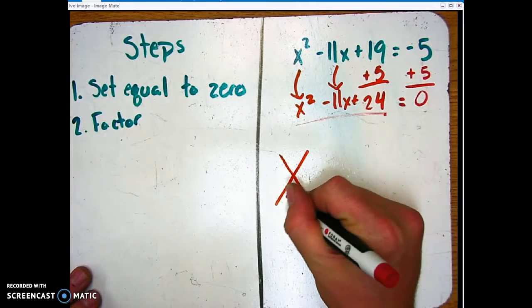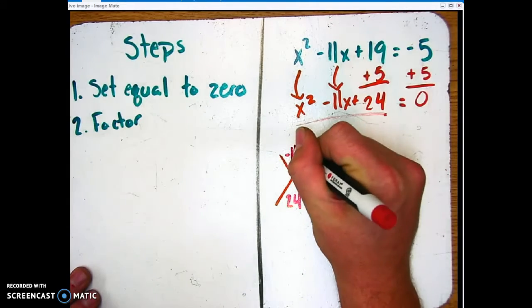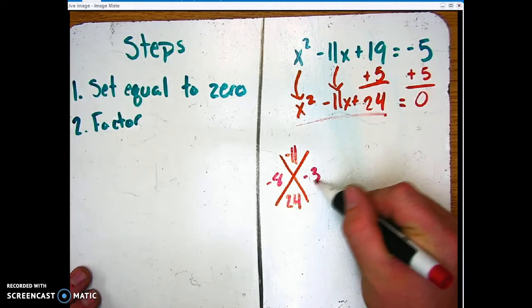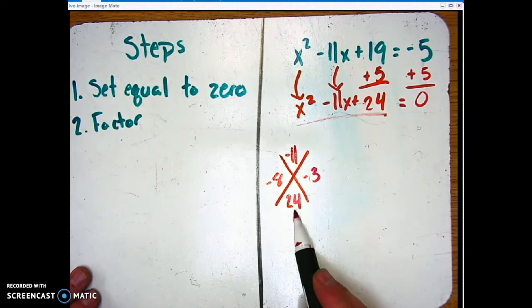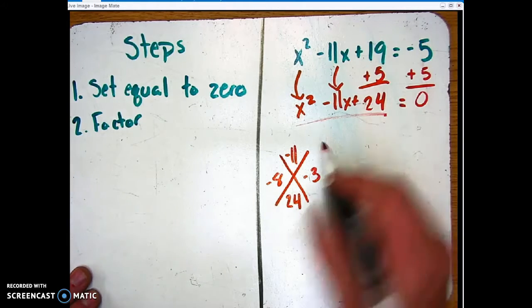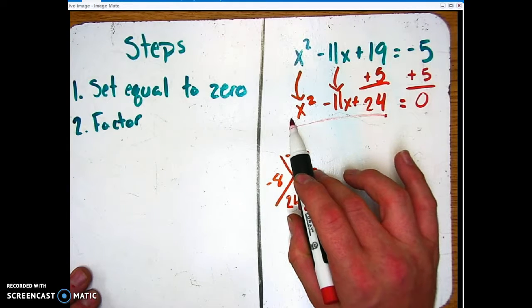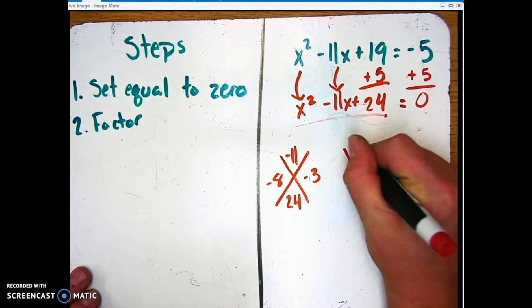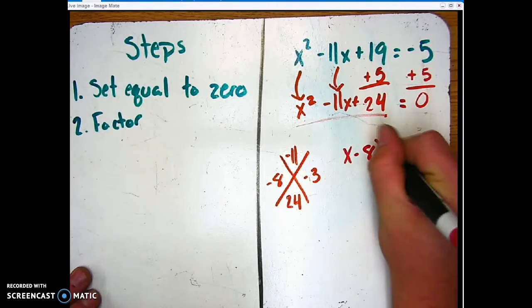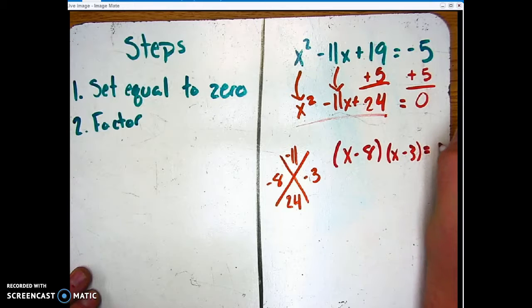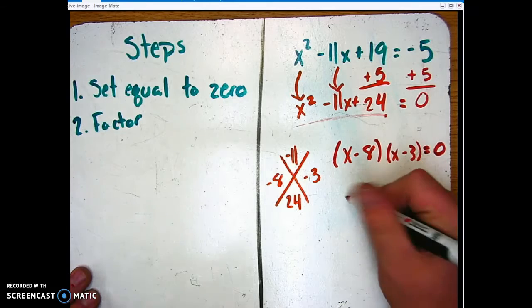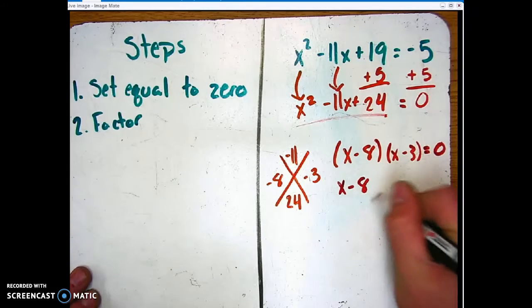So if 24 goes in the bottom, and -11 is up top, which means our factors are -8 and -3. -8 times -3 is positive 24. -8 plus -3 is -11. So since we don't have a coefficient out front for x squared, that leads us right to x minus 8 times x minus 3 equals 0.